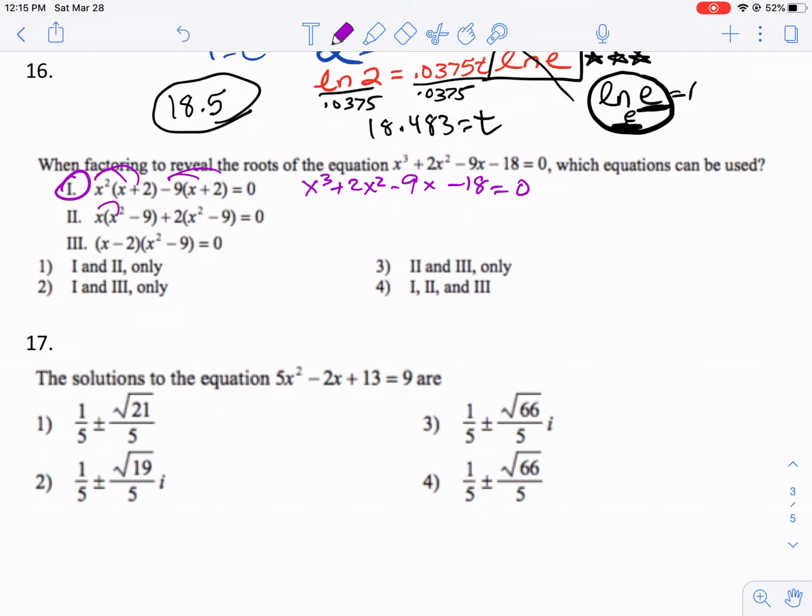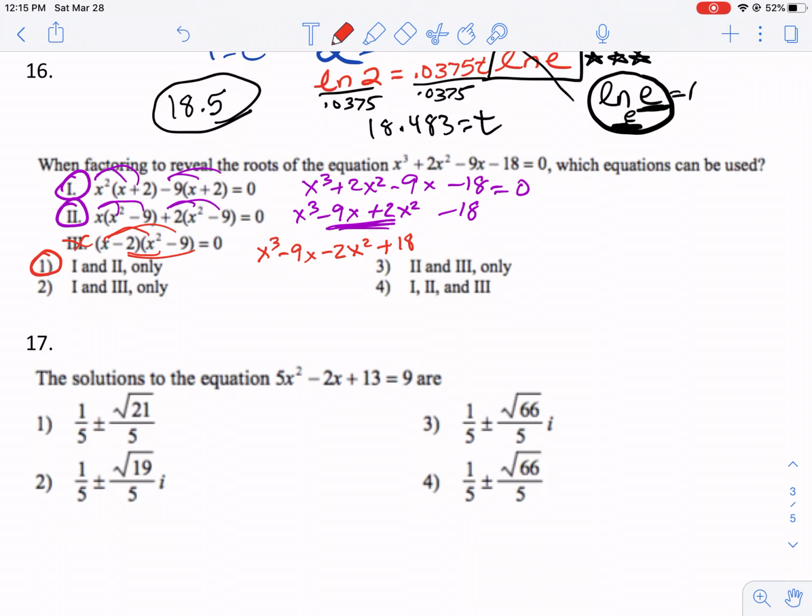All right, let's do this one. Distribute those: x cubed minus 9x plus 2x squared minus 18. And if we realize that those two terms are just out of order, it's the same thing. So number 2 works. All right, number 3, we have to do a double distribute. So x cubed minus 9x minus 2x squared plus 18. Nope, we have a sign issue. Number 3 does not work, so choice number 1.